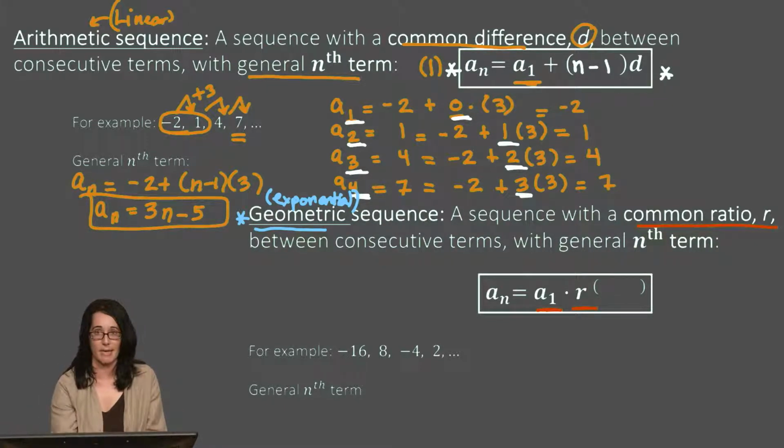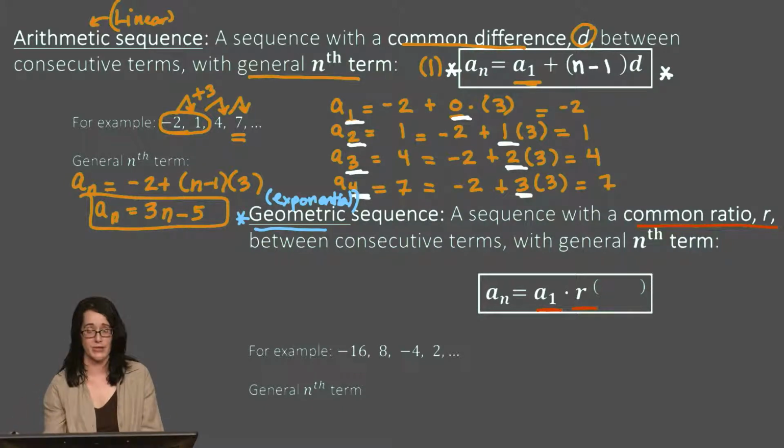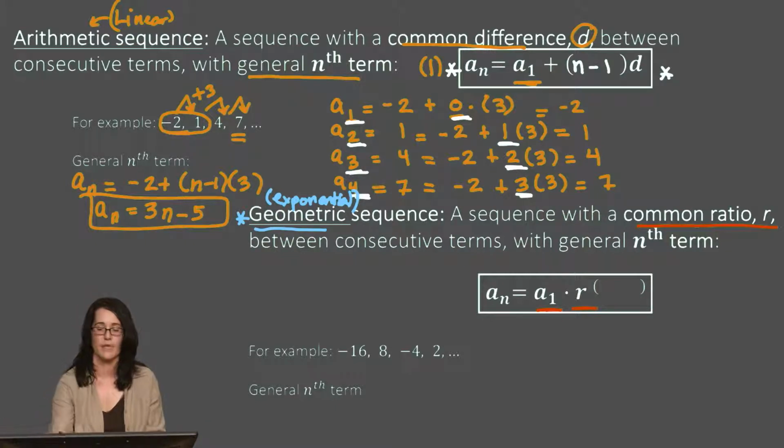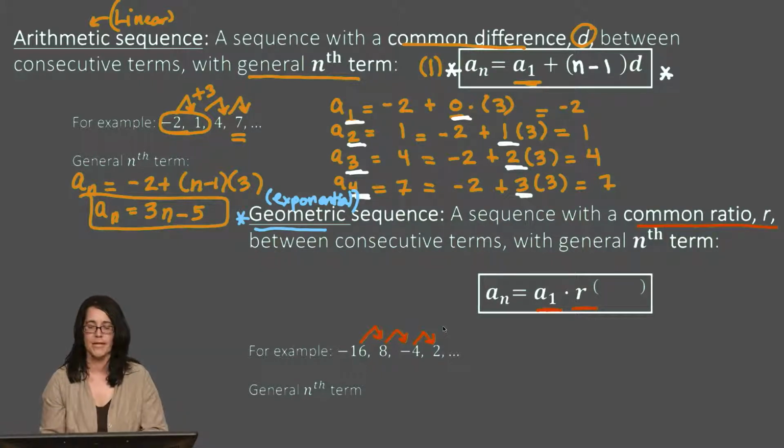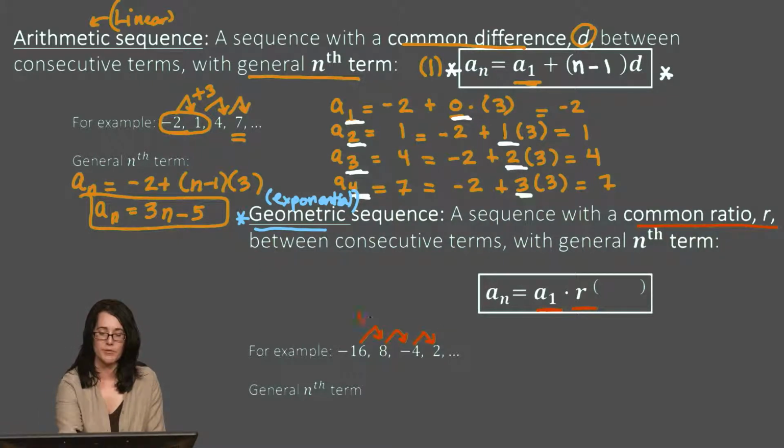So if we had an example, like negative 16 as your first term, positive 8 as your next term, negative 4 as your third term, and positive 2 as your fourth term, how am I getting from one term to the next? Can you see the pattern? Yeah, each time you are multiplying by something, what is it? Yeah, negative 2, good job. You're multiplying by negative 2 each time.